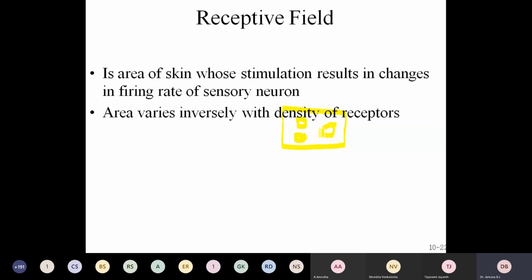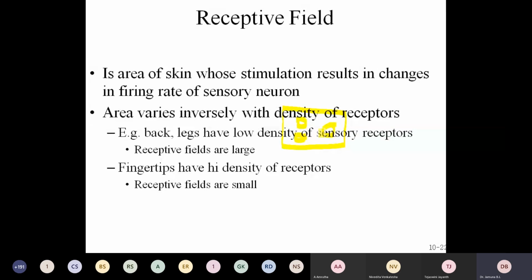So the area varies inversely with the density of the receptors. It is not the same in all parts of our body. Suppose you take a fingertip, where within a millimeter the number of receptors present will be more. That means the receptive field for each receptor will be very small, so it is very accurate there. Over the back or the leg, the receptors are very sparsely present. That means the receptive field for one particular receptor will be larger. Depending on that, the sensation carried by this part and that part varies.